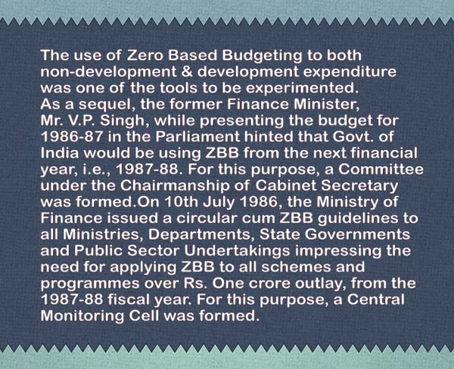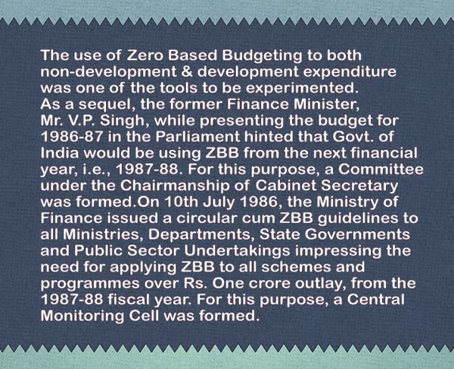As a sequel, the former finance minister Mr. V.P. Singh, while presenting the budget for 1986-87 in the parliament, hinted that the Government of India would be using zero-based budgeting from the next year, that is 1987-88. For this purpose, a committee under the chairmanship of the Cabinet Secretary was formed.